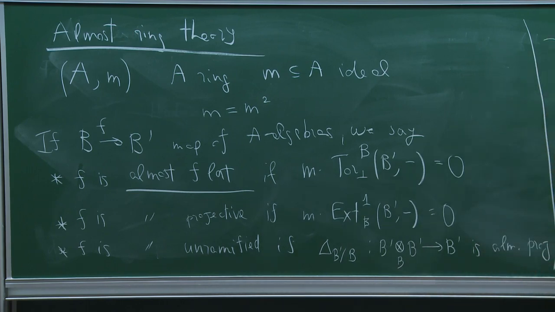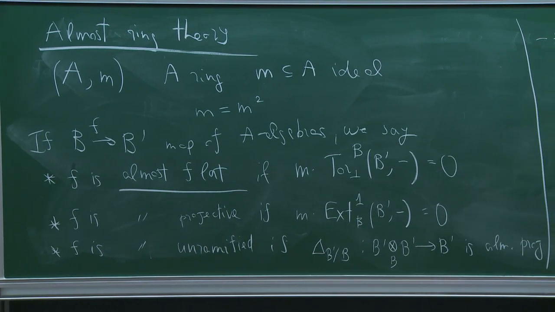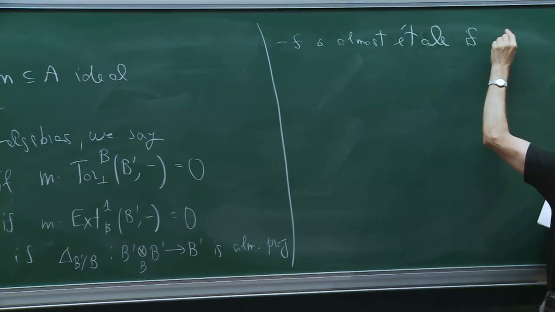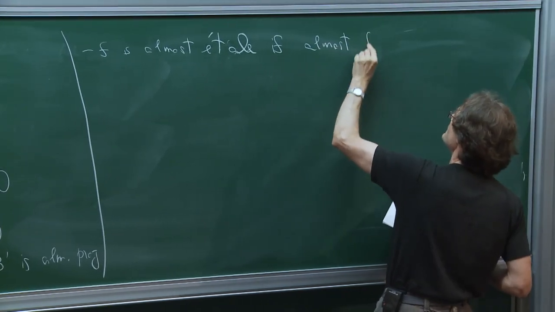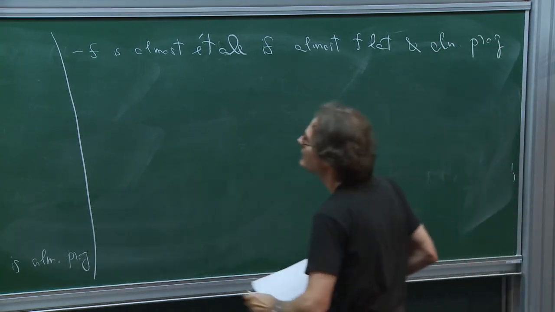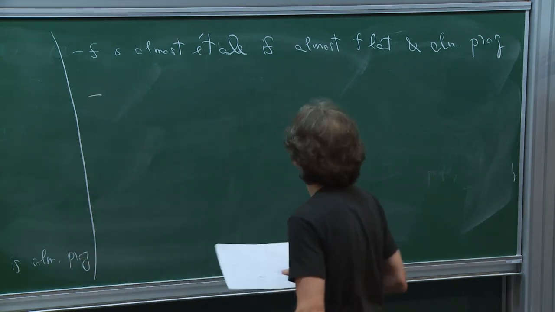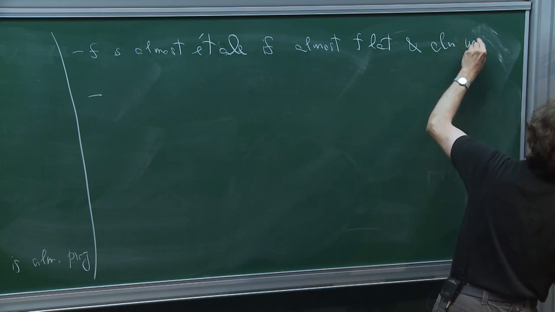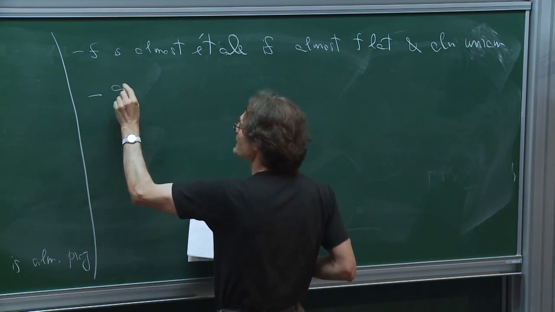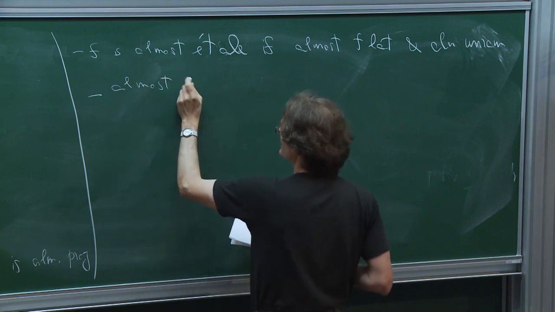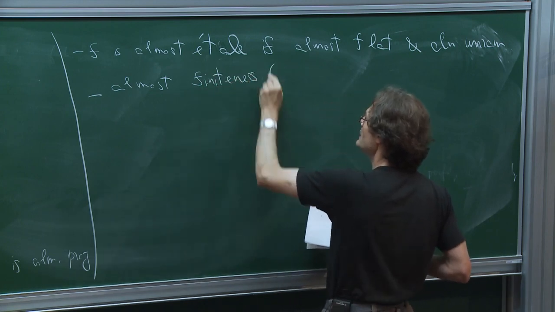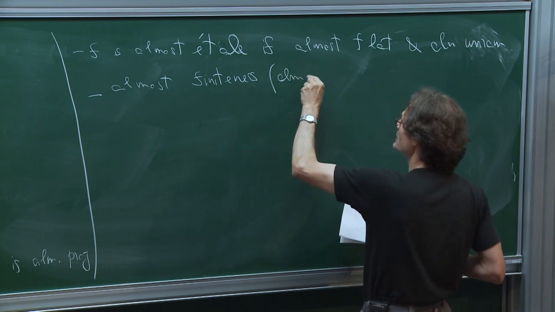f is almost etale if it is both almost flat and almost projective. Also almost unramified, yes. One also has several kinds of almost finiteness conditions. Maybe I will just skip them, but I will mention them: almost finiteness, and also almost finite presentation.